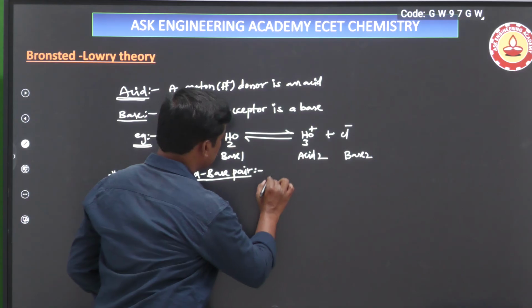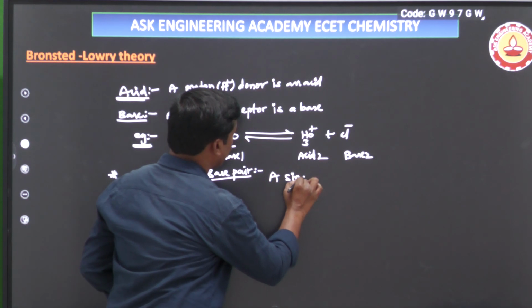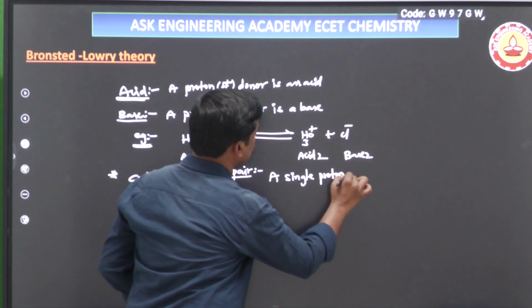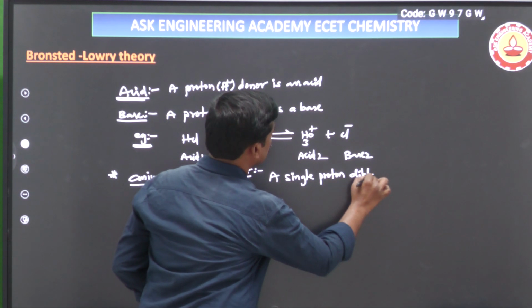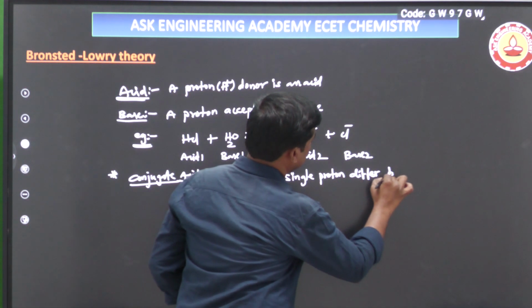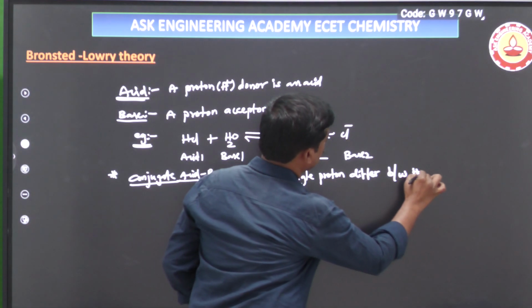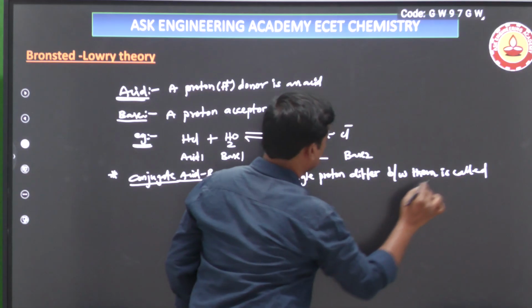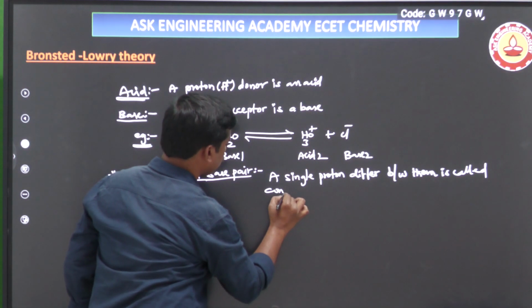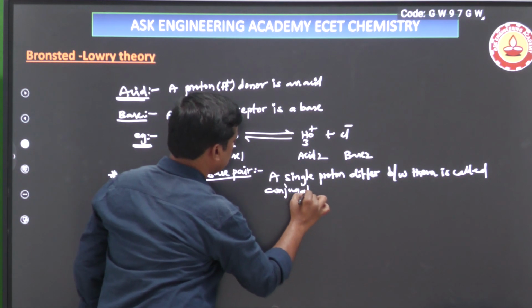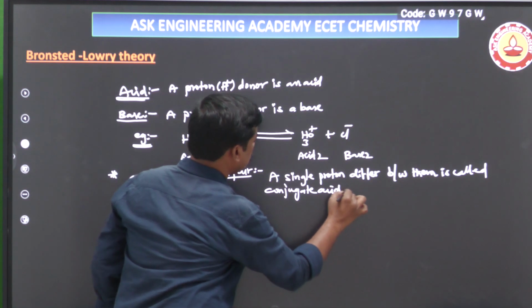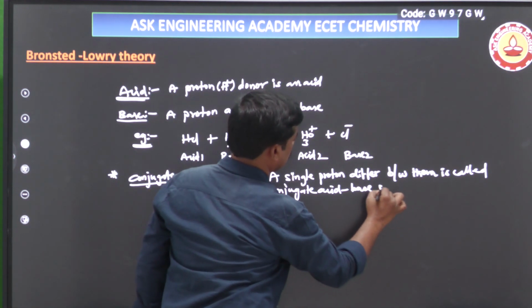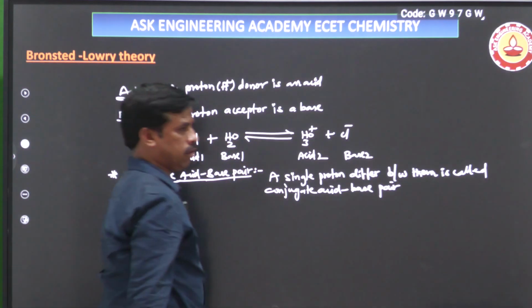A single proton differing between them is called a conjugate acid base pair. Conjugate acid base pair.